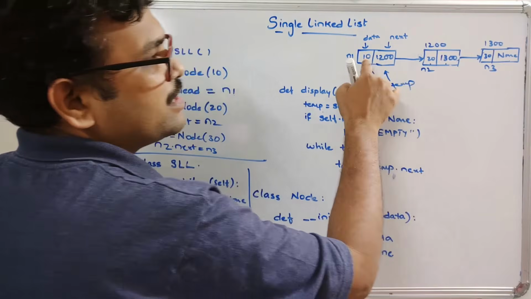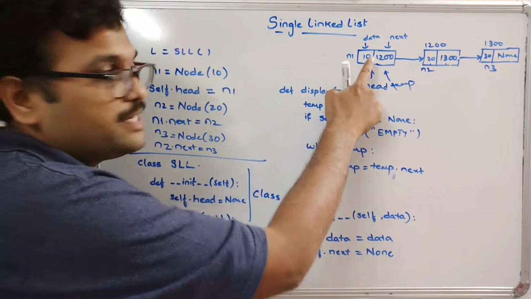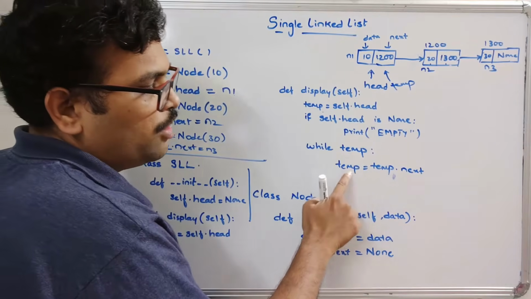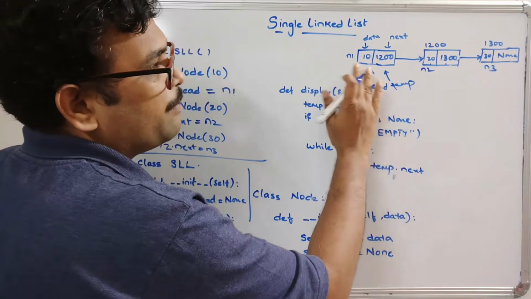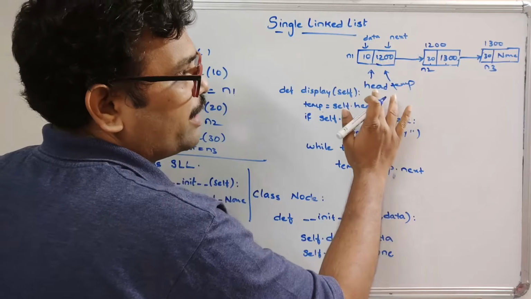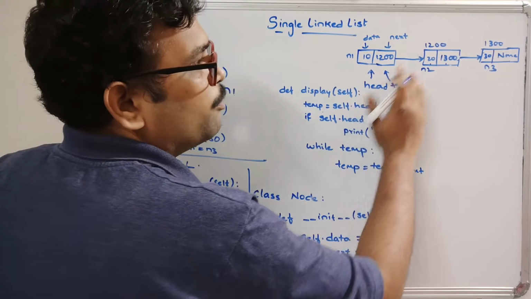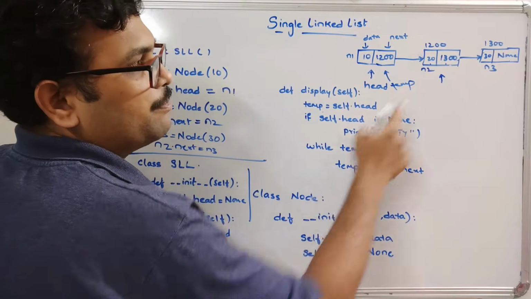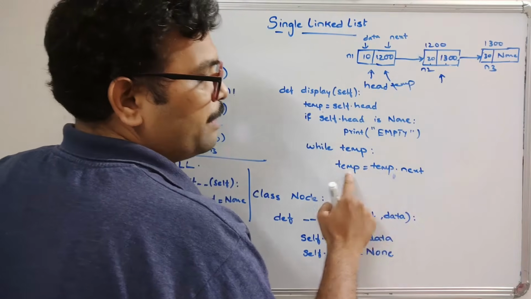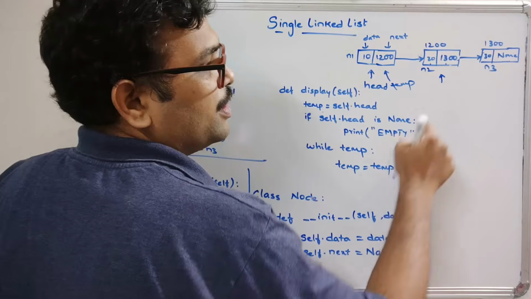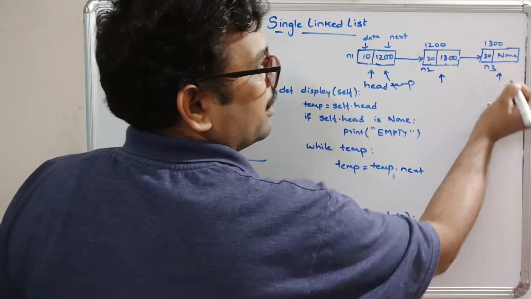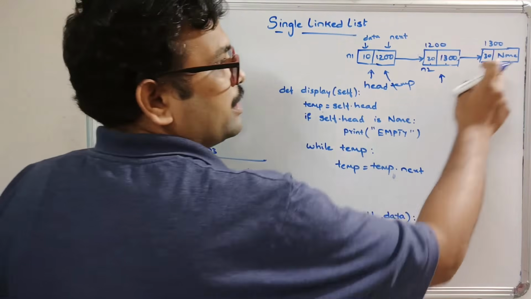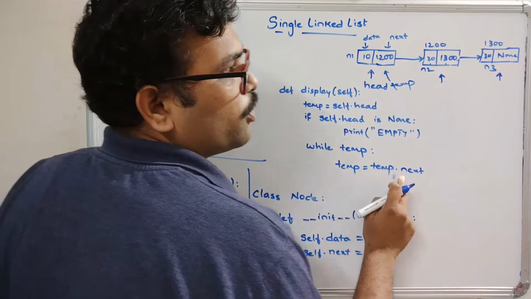Here the temp value is 10. Temp is 10, so it is a true. Now temp is equal to temp dot next. Now temp will be temp dot next means 1200. So automatically it will be moving towards this one. Okay, again it will check for temp 20. Again temp is equal to temp dot next. So again it will move here. Again 30. Temp is equal to temp dot next.